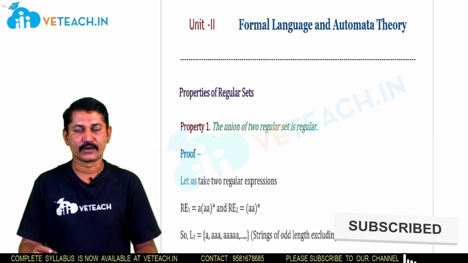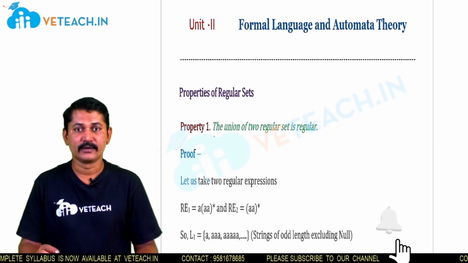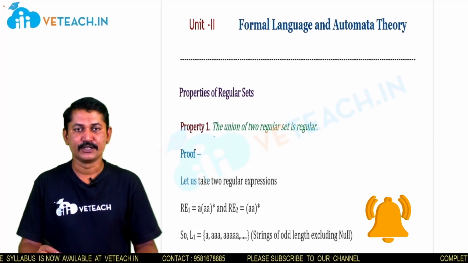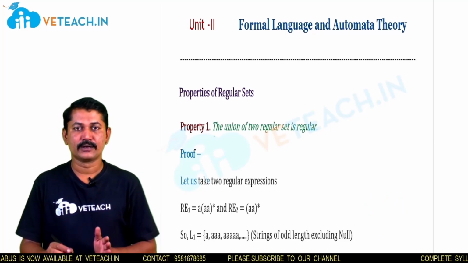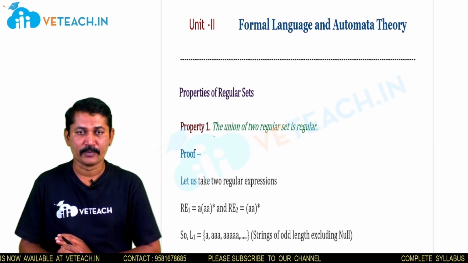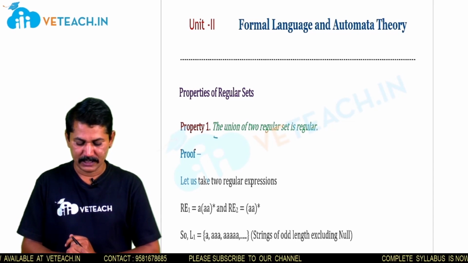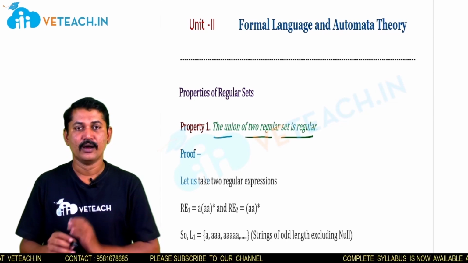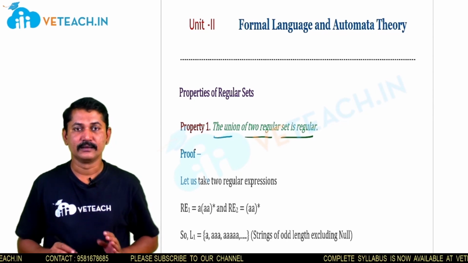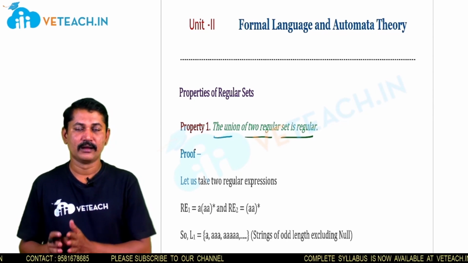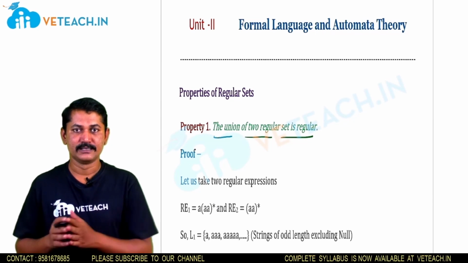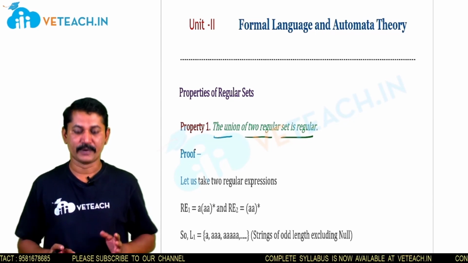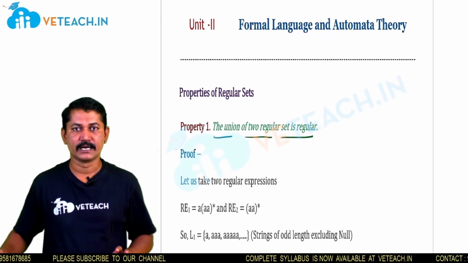Today in this video we are going to discuss the properties of regular sets under FLAT Unit 2. Now let us enter into the topic. The first property is: the union of two regular sets is regular. How can we say that regular sets are closed under union? Look into the definition and the example.